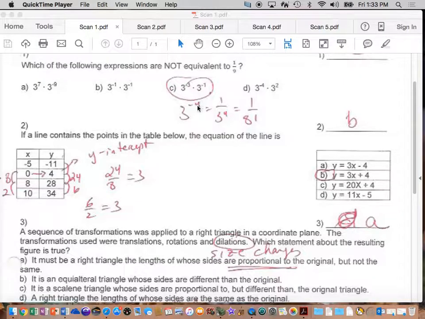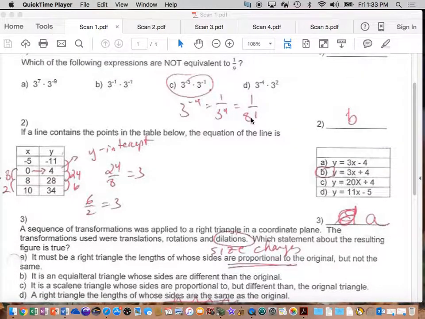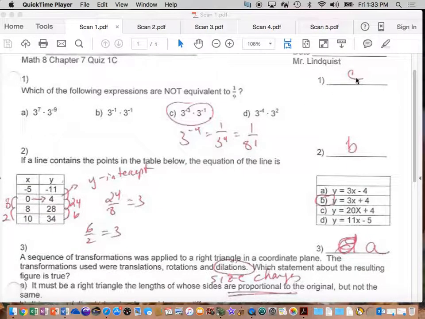If you add them up, you get 3 to the negative 4. I'm sorry, it's negative 3 and negative 1, which is 3 to the negative 4. Negative exponent. So that's 1 over 3 to the 4th, which is 1 over 81. That does not equal 1/9. So therefore, it is choice C.